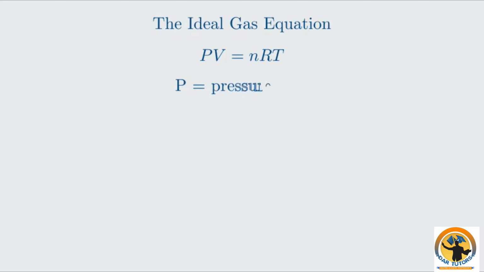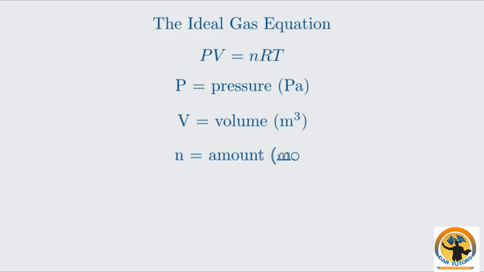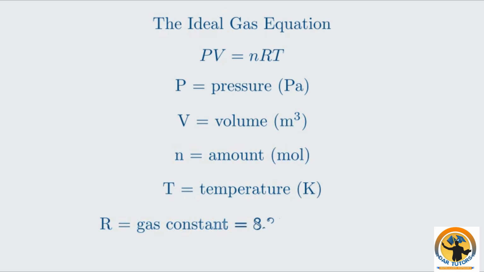The ideal gas equation combines all 4 gas laws into one comprehensive formula. It's the most powerful tool for solving problems involving ideal gases. The ideal gas equation is PV equals nRT. Here, P is pressure in pascals, V is volume in cubic meters, n is the amount of gas in moles, and T is the temperature in Kelvin. R is the gas constant, with a value of 8.31 joules per Kelvin per mole. This value depends on the units used for P and V. This single equation can be rearranged to solve for any of the variables, making it incredibly versatile.